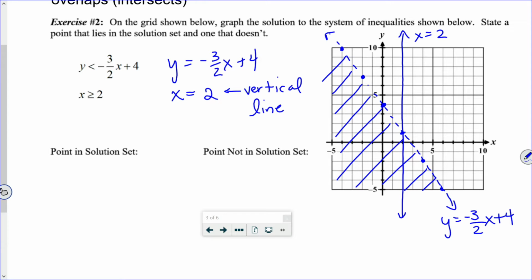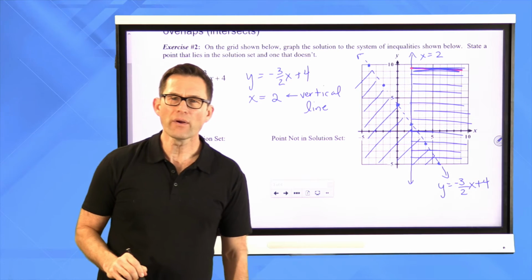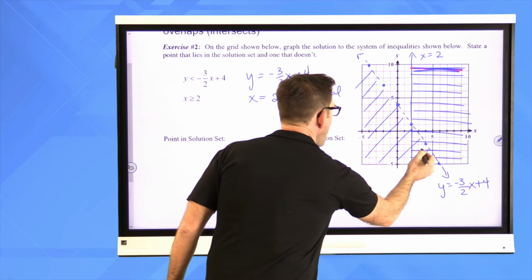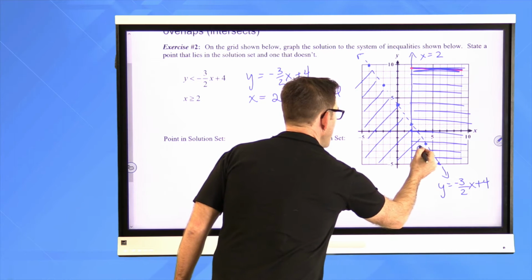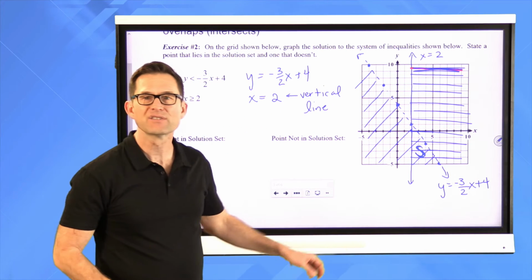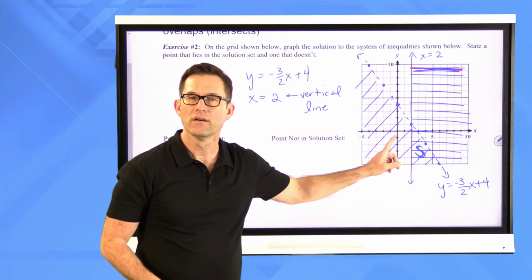And now where do I shade? Well, I shade to the right of it because it's greater than 2. And then I shade over the mysterious red. So where is the solution set? Well, the solution set is where they overlap, right? I'll put a giant S there for solution set. It's that kind of smallish triangular area right down there.